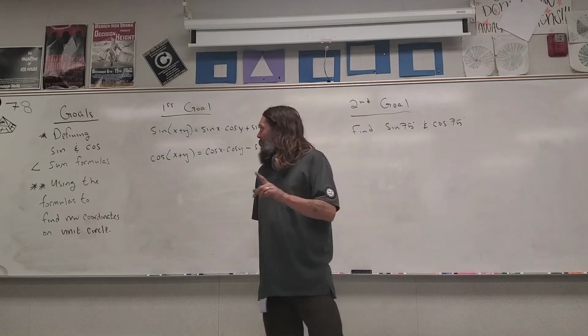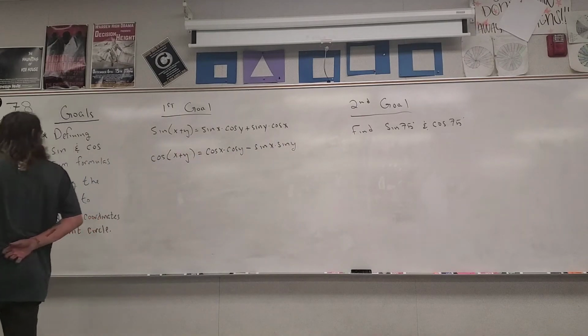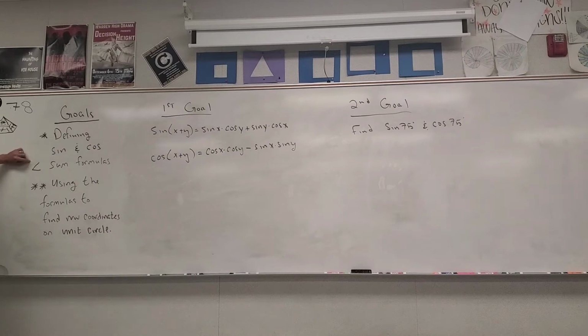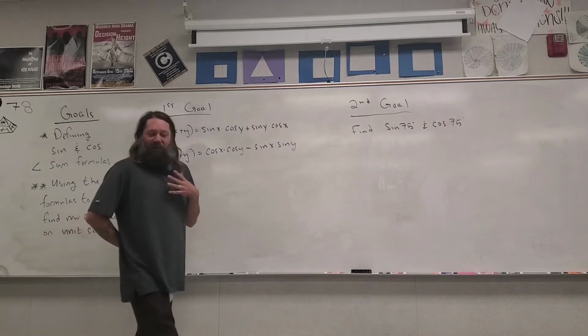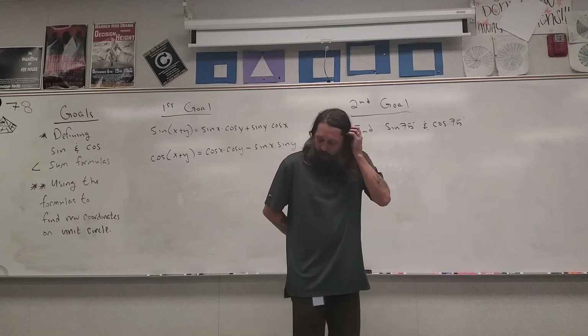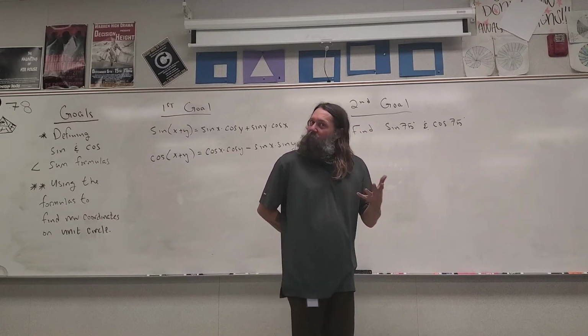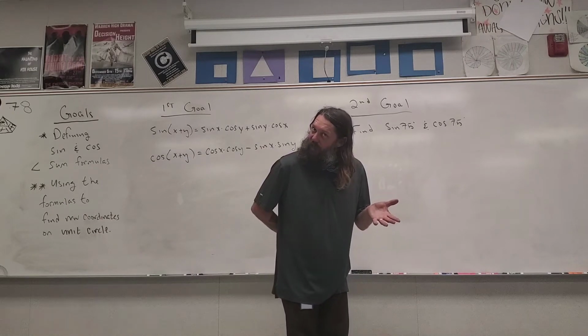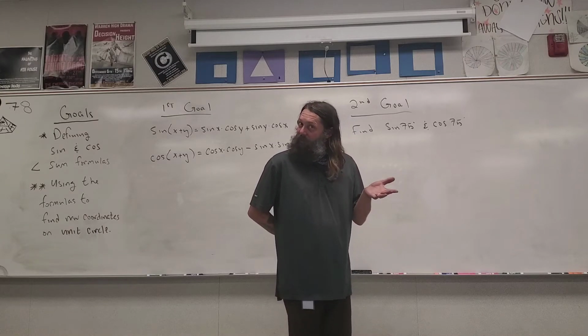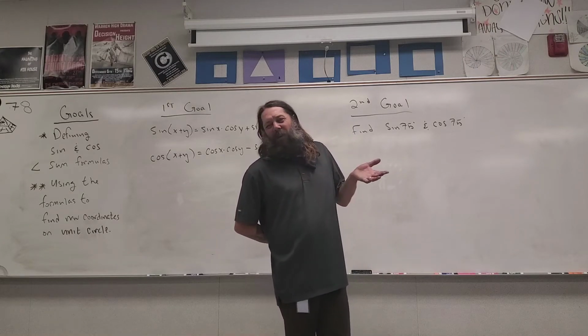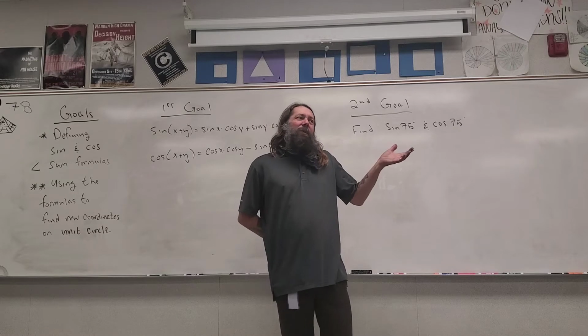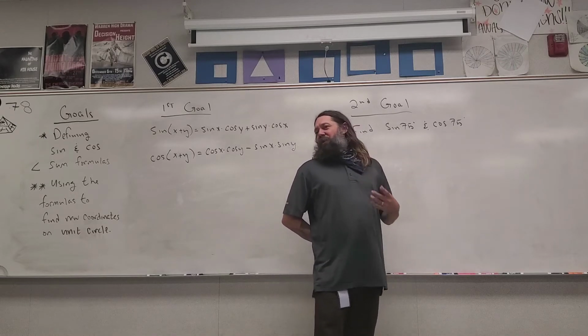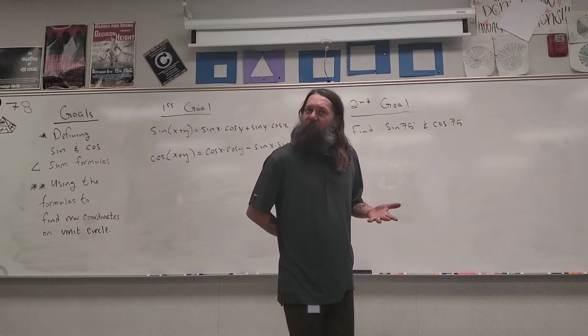But what is important are our goals. Our first goal is defining sine and cosine angle sum formulas. And our second goal is using the formulas to find new coordinates on the unit circle. The last lesson was more of a story on how we got to these formulas and how to properly add angles for sine functions. We didn't talk about cosine functions. We will at some point if we have time. But I wanted you to see that formulas do come from somewhere.